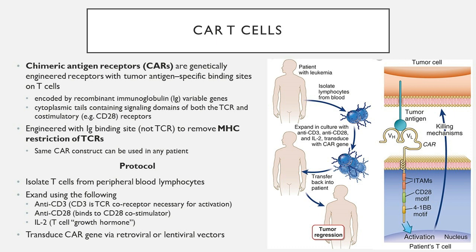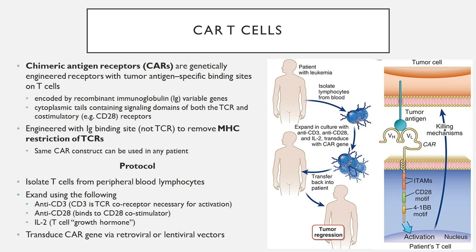The general protocol for creating CAR T cells is that they'll first draw lymphocytes from a patient and isolate their T cells. They'll grow and expand them in vitro using a number of different antibodies and cytokines like anti-CD3, because CD3 needs to be triggered in order for a T cell to activate. Anti-CD28, because CD28 is a co-stimulator and it also needs to be activated in order for that T cell to proliferate. And then IL-2, which is a T cell growth hormone. So all those things allow a patient's T cells to be expanded to the point where they have a large enough pool to fight off what they need to.